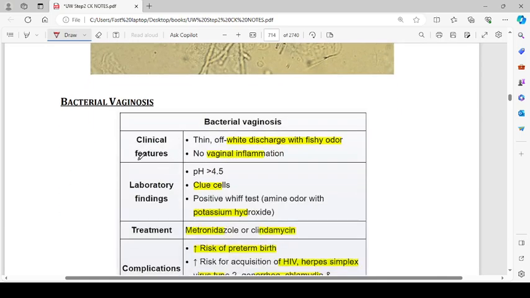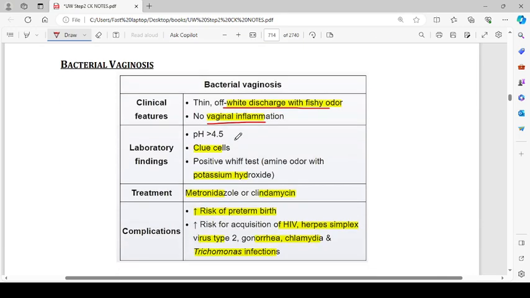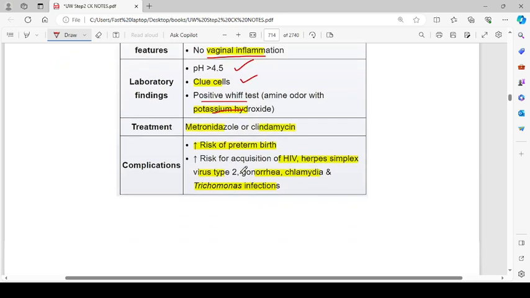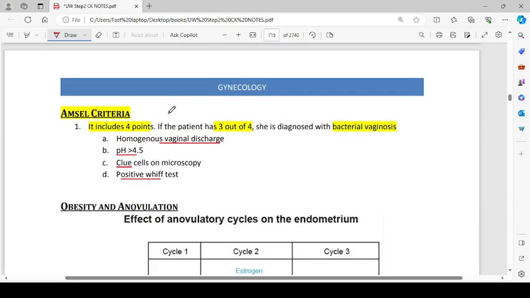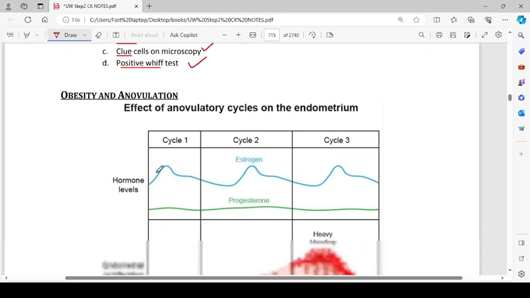Bacterial vaginosis. The clinical features: thin, off-white discharge with fishy odor, no vaginal inflammation. Lab findings are pH more than 4.5, clue cells, positive whiff test, amine odor with potassium hydroxide. Treatment is metronidazole or clindamycin. Complications: increased risk of preterm birth, increased risk of acquisition of HIV, herpes simplex virus type 2, gonorrhea, chlamydia, and trichomonas infections. What are Amsel's criteria? They include 4 points. If the patient has 3 out of 4, she is diagnosed with bacterial vaginosis. That is homogeneous vaginal discharge, pH more than 4.5, clue cells on microscopy, and positive whiff test.